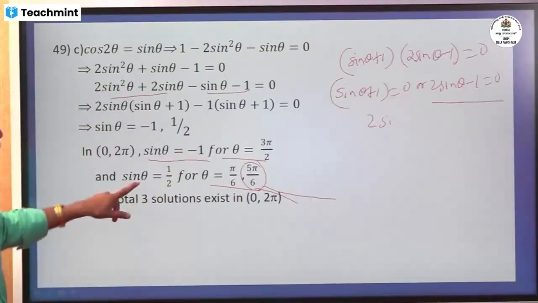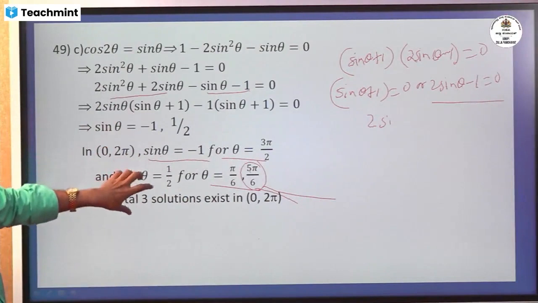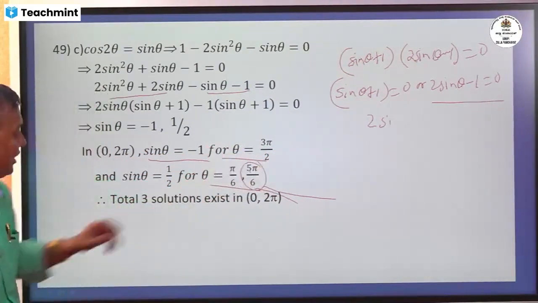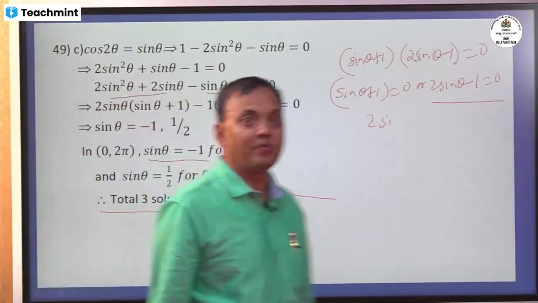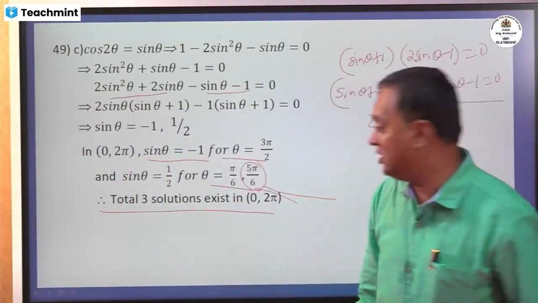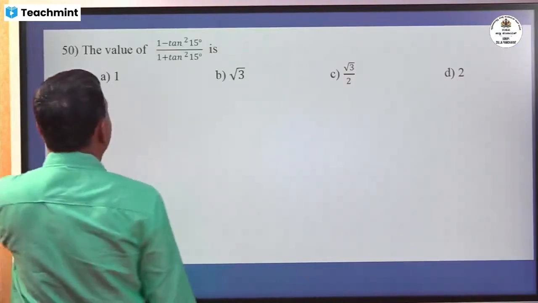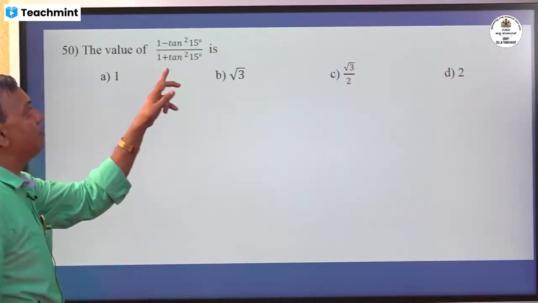So here we get two equations, one is this, another one is this. Here one value for theta, here two values. So in 0 to 2 pi, that equation has three values. So the answer is C. Next question, the value of 1 minus tan square 15 degree by 1 plus tan square 15 degree is.